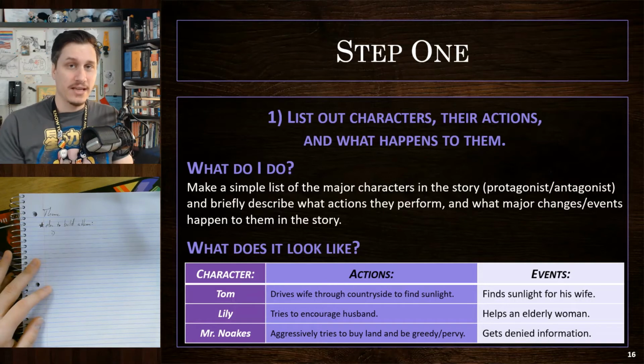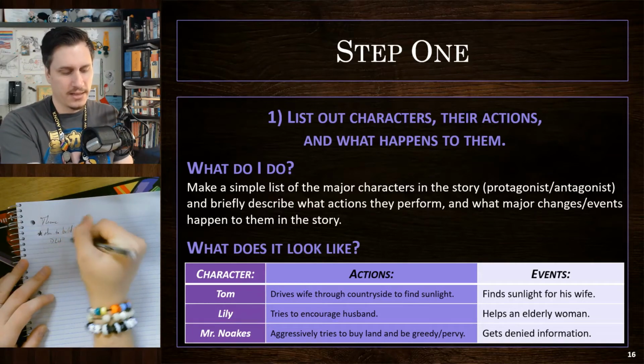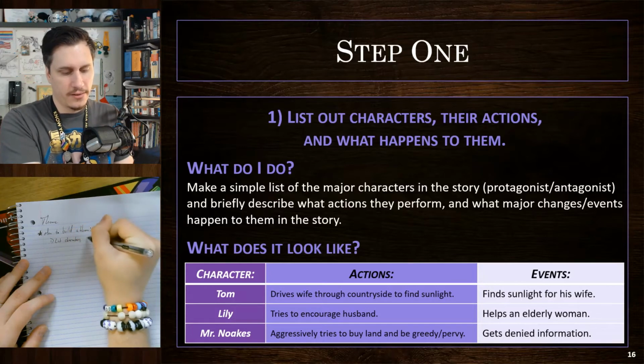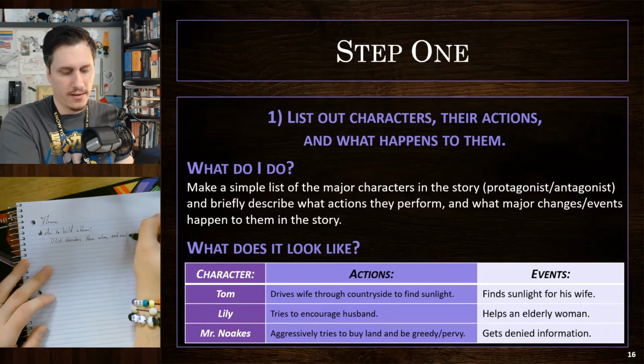You need to make a list of your characters. You need to tell me what they do and how they end up. So for step number 1, I'm going to say list characters, their actions, end result. How do they end up in the end?